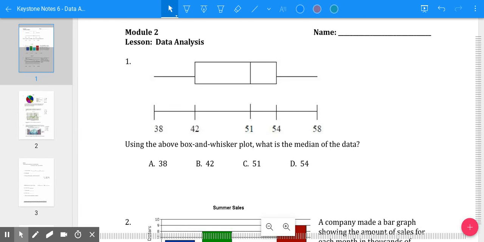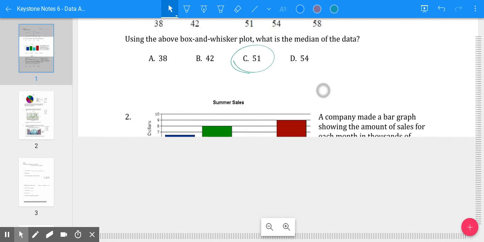The topic of the day today is data analysis, and this is a summary of the stuff we would have done in units 9 and 10 on data and statistics and probability. So question number 1 is asking for the median of the data, and recall that the median in a box and whisker plot is just the line inside of the box. So in this case, that correlates directly to the 51. So C should be our first answer.